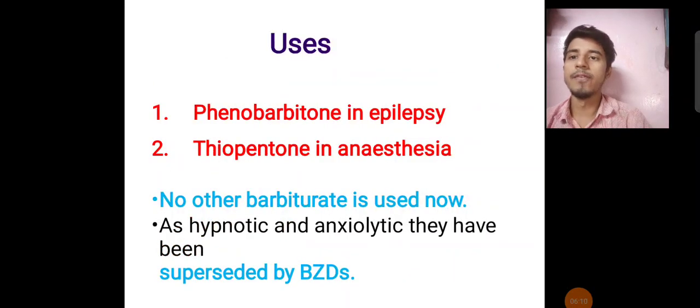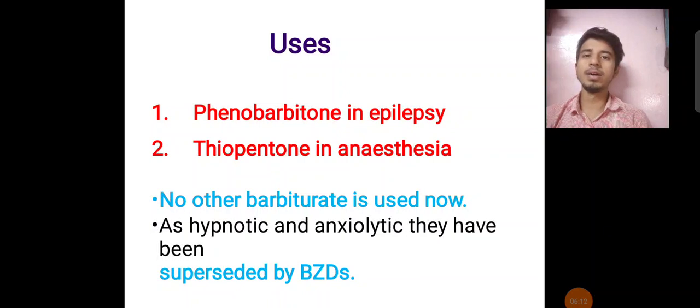What are the uses? Normally, we do not prefer barbiturates. We normally prefer benzodiazepines, but there are some barbiturates which we are now using, like phenobarbital. Phenobarbital comes under which class?